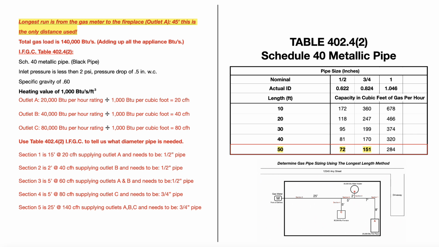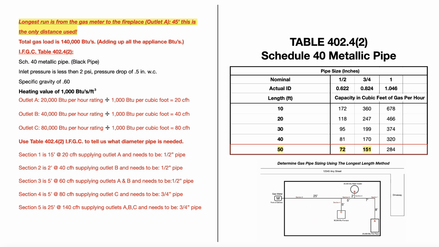Outlet B is rated at 40,000 BTUs. That's the tank type water heater. Divide that by 1,000 BTUs and you get 40 cubic feet per hour. Outlet C is rated at 80,000 BTUs. That is the gas-fired furnace. Again, divided by 1,000 BTUs, you get 80 CFH.